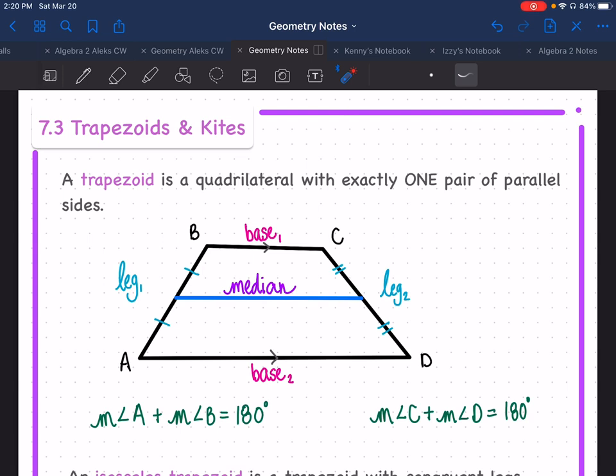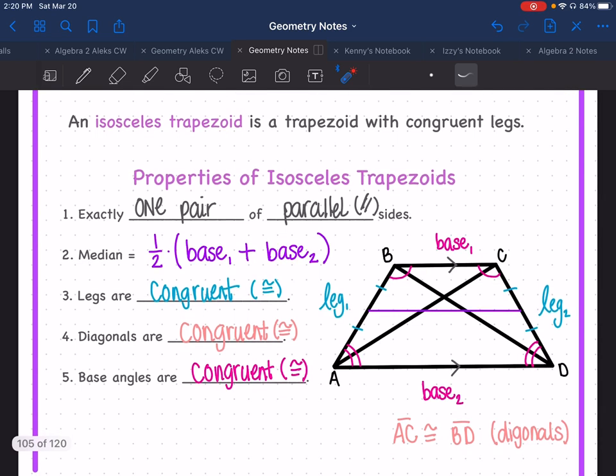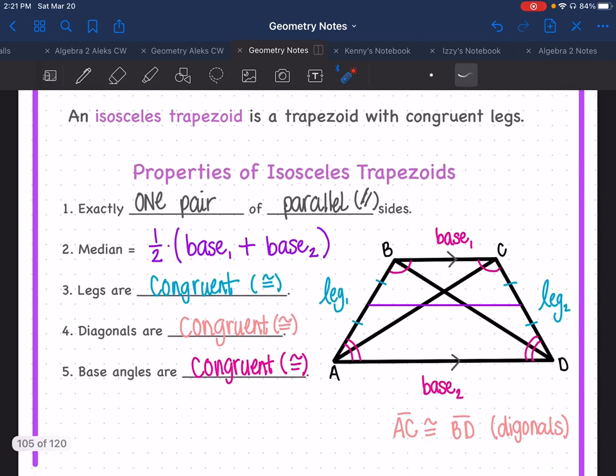Now there is a special type of trapezoid called an isosceles trapezoid. And this is a trapezoid with congruent legs. We normally use this trapezoid because it has these 5 properties. It has exactly one pair of parallel sides, which of course are called my bases, base 1 and base 2. There is a formula for me to find the median. To find the length of this median, it is 1/2 times base 1 plus base 2.